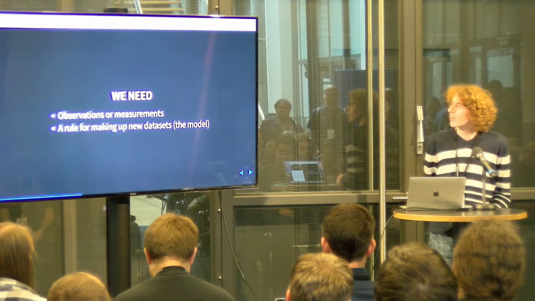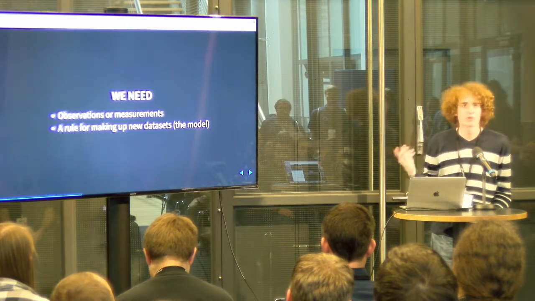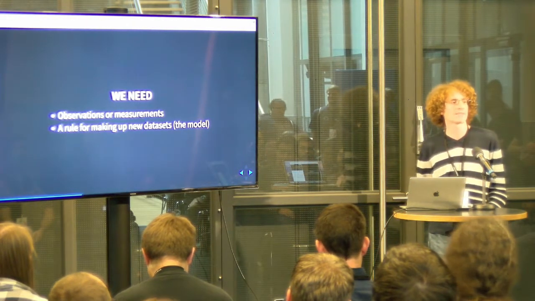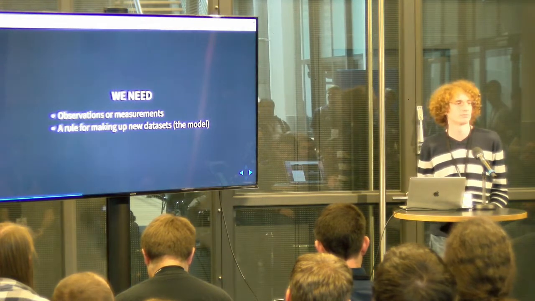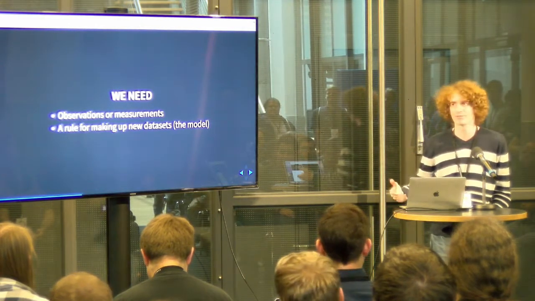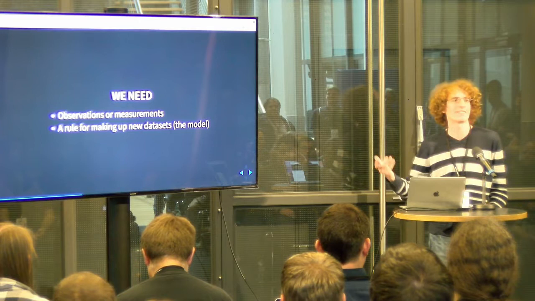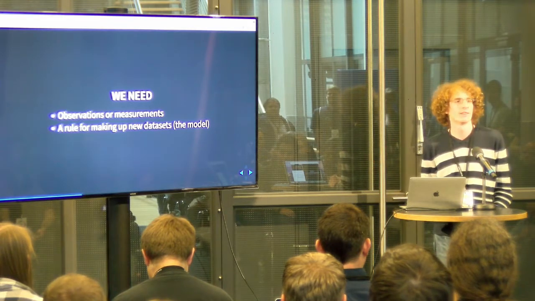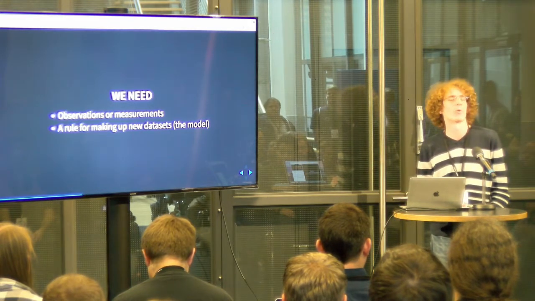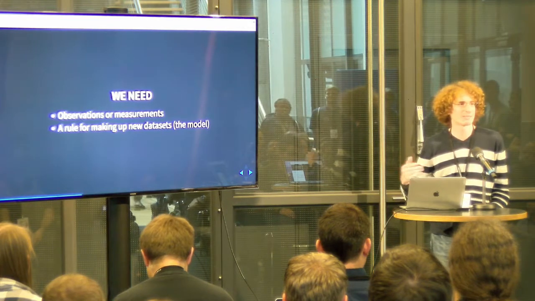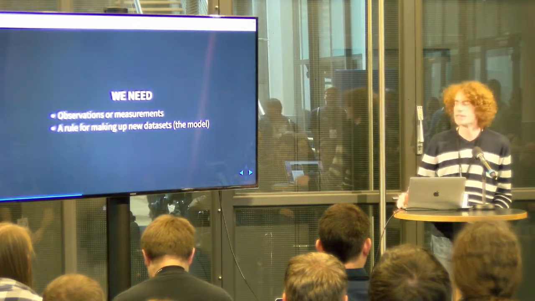So you want to have a rule for making up data sets that will fool other people. That is detailed enough that other people wouldn't pick up on it and say, okay, no, that data set is just stupid. There's a negative length in there, or it just doesn't make any sense. It's really weird somehow.